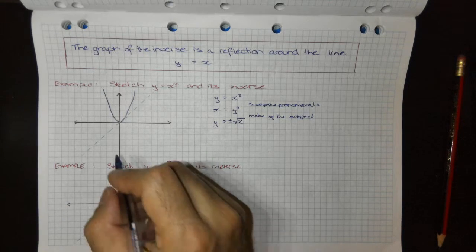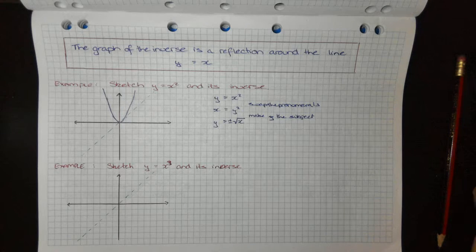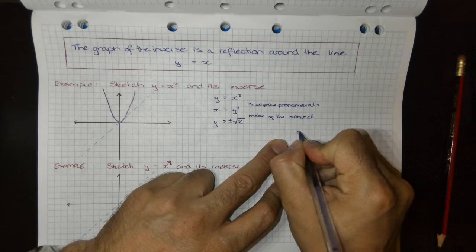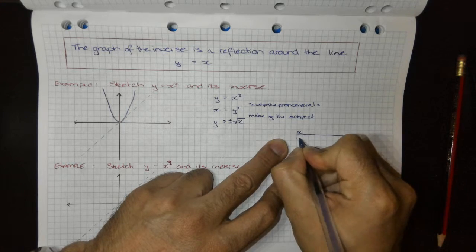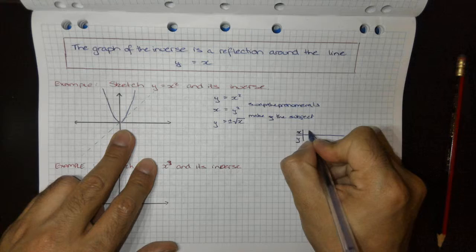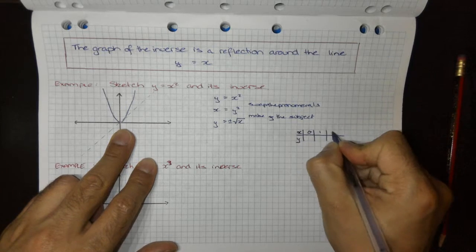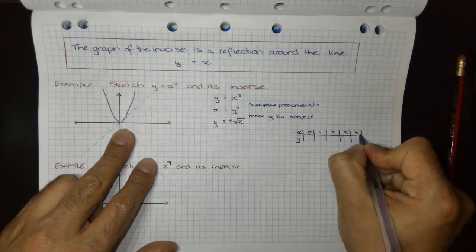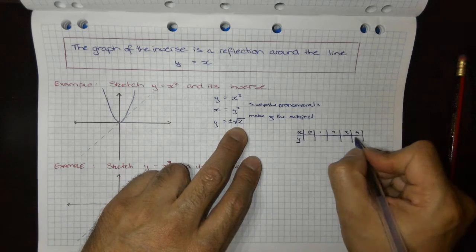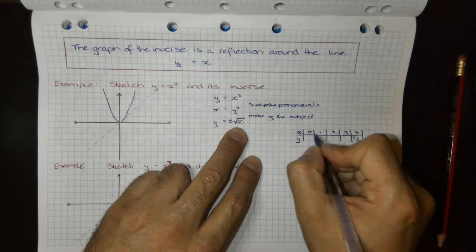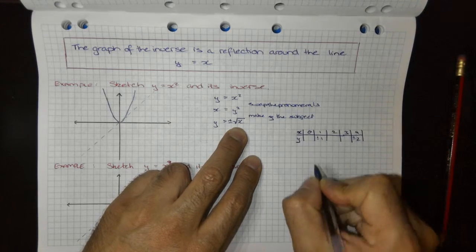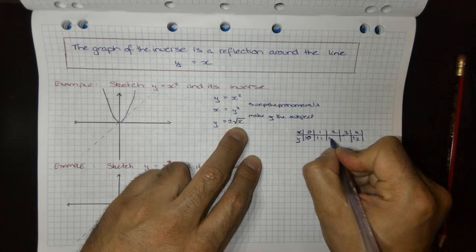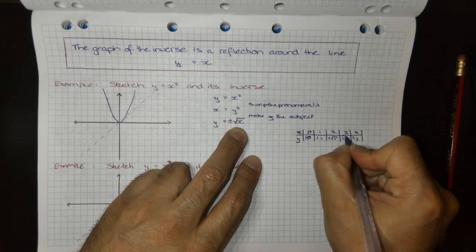Okay, so if we had a table of values, I'll just do a quick one here. So we've got x and y. So do 0, 1, 2, 3, and 4. Okay. Well, 4 is plus or minus 2. 1 would be plus or minus 1. 0 would be just 0. 2 would be plus or minus the square root of 2, and plus or minus the square root of 3.